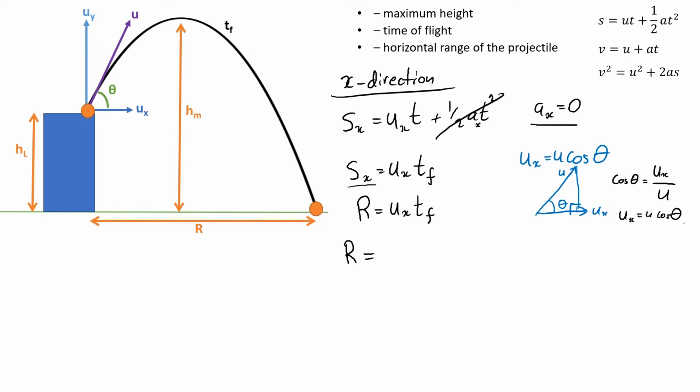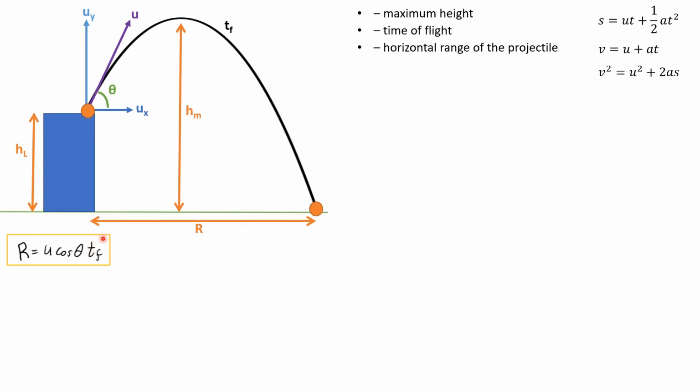Therefore, we can write the range is equal to u cos theta multiplied by tf. So there we have it. We have an expression for the range given with respect to the other variables: the initial velocity, the theta term, in other words the launch angle, as well as the time of flight. So now we've linked 3 of the variables to the range. Okay, so let's put that result for the range under our diagram here. We're going to save it for later and come back to it.